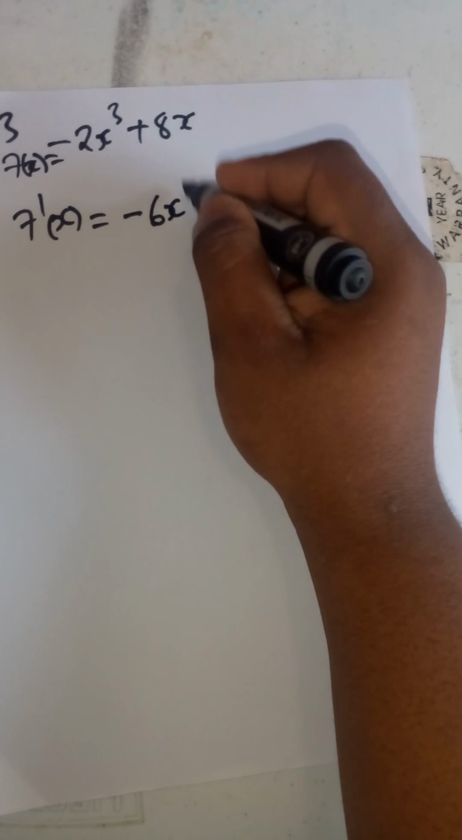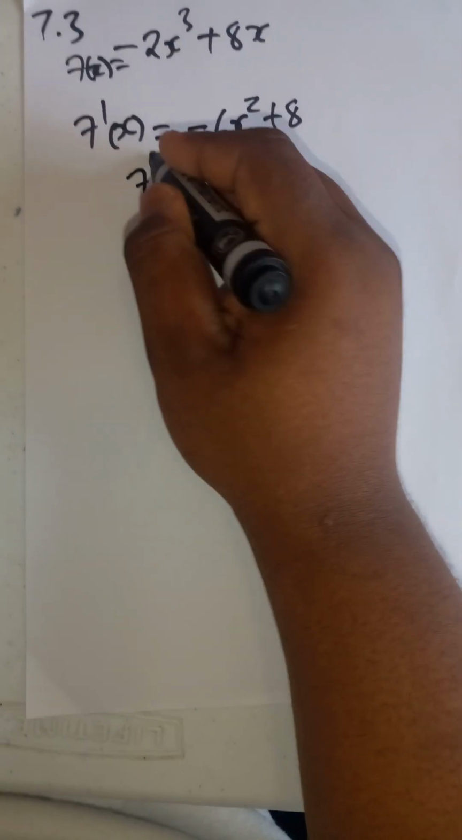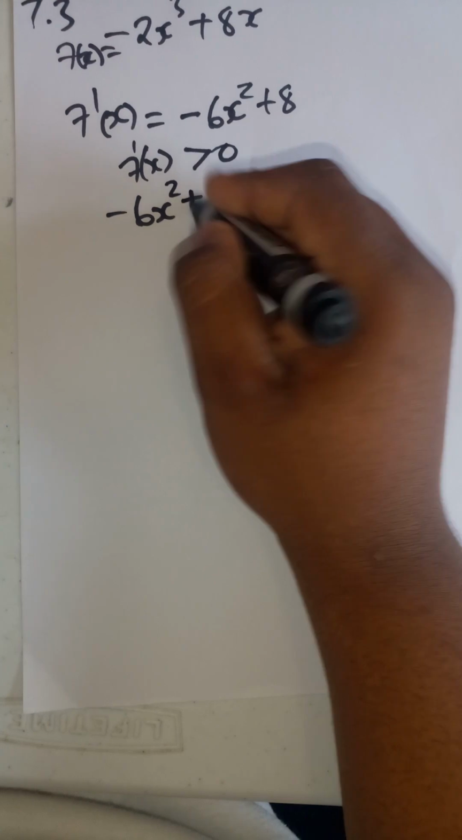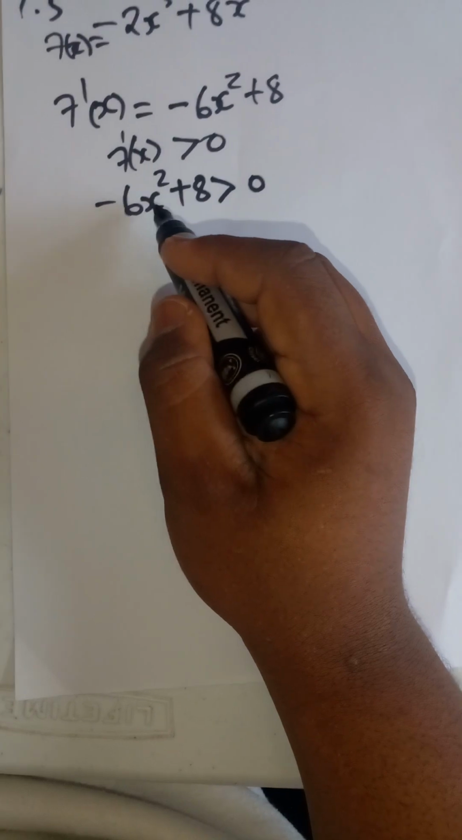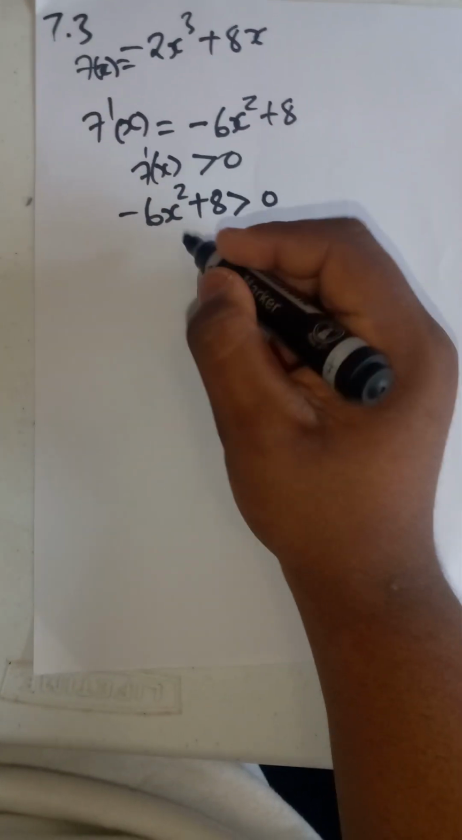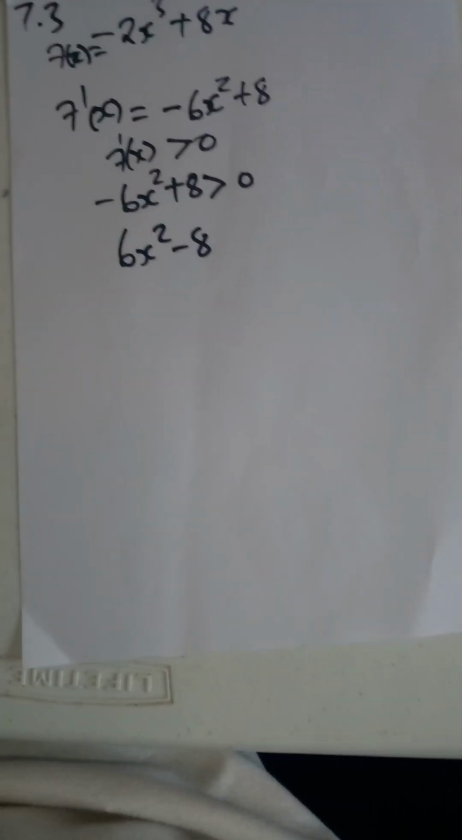The first derivative of this one equals negative 6x squared plus 8, right? But now they are saying that we'll have a positive gradient, which means the first derivative of x must be greater than 0. So where there is the first derivative of x, I put negative 6x squared plus 8 greater than 0. This one is negative, right? So let me change the sign of the first one here and write it in the form 6x squared minus 8. I'm allowed to do that, right? Yes. So now we are going to continue there.